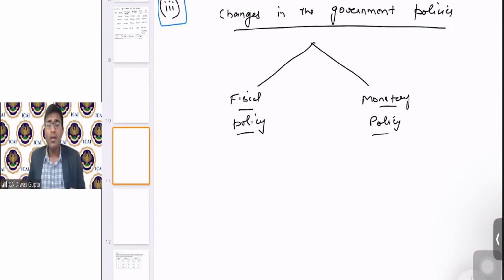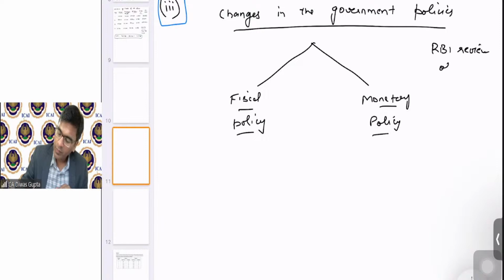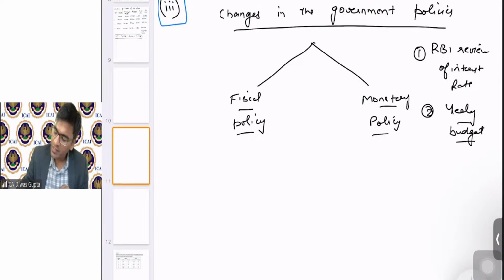I keep on asking. Can you tell me, RBI makes changes to the bank rate, the repo rate, the reverse repo rate, right? So that comes under fiscal policy or monetary policy. Can anyone attempt to answer this? So RBI's review of interest rate. This is question number one. Question number two is the yearly budget, which is discussed and deliberated in Parliament by the government of India. Is it a part of fiscal policy or monetary policy? So RBI review and yearly budget. These are the two questions.